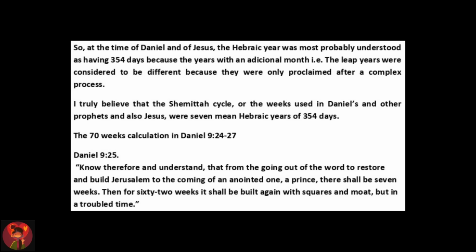At the time of Daniel and of Jesus, the Hebraic year was most probably understood as having 354 days, because the leap years, the years with an additional month, were considered to be different, because they were only proclaimed after a complex process. I truly believe that the Shemitah cycle, or the weeks used in Daniel's and other prophets, and also Jesus, were 7 mean Hebraic years of 354 days.